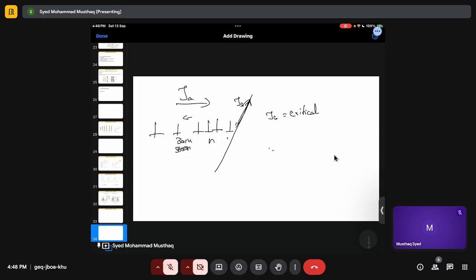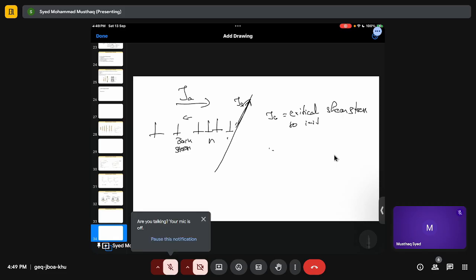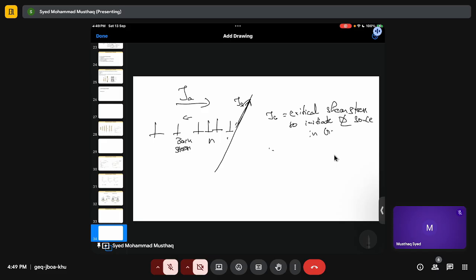Critical shear stress to initiate a dislocation source in grain 2. This is grain 1.